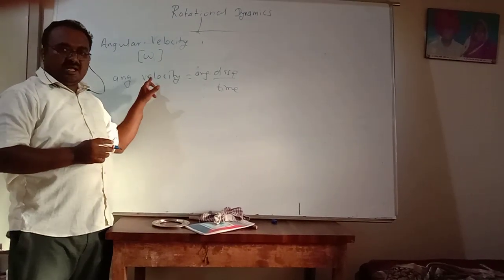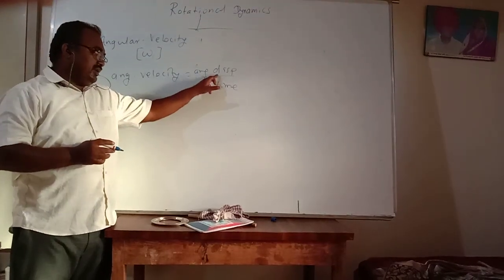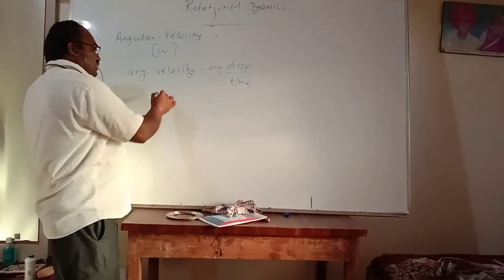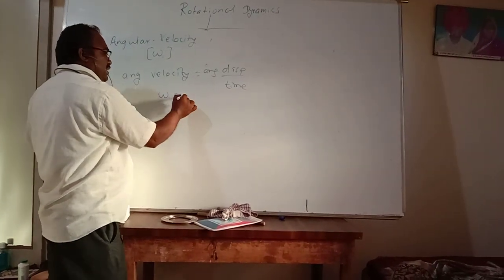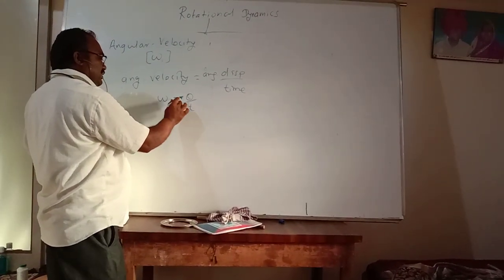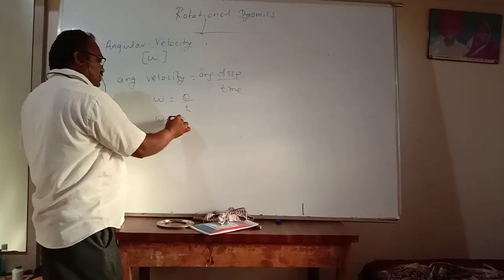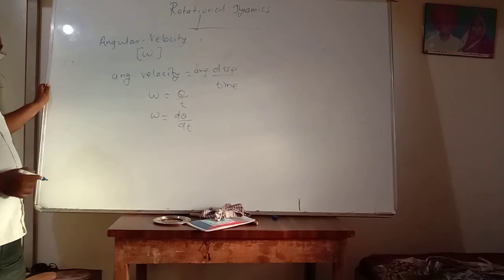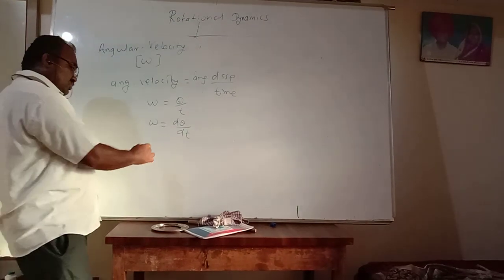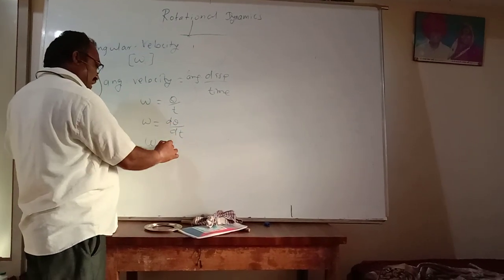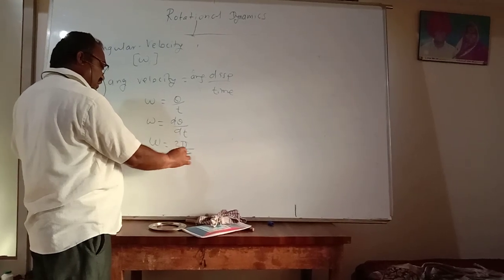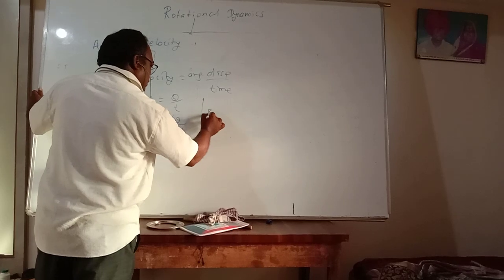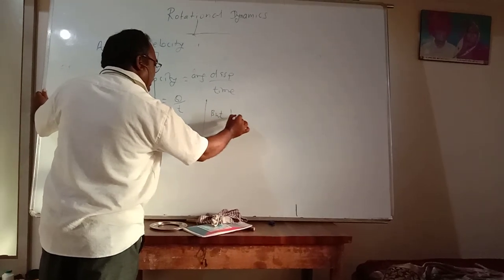Angular velocity formula: angular velocity equal to angular displacement divided by time. This angular velocity is denoted by the letter omega. Omega equal to theta by t, or you can also write d theta by dt. When it completes one rotation, omega equal to this angle becomes 2 pi, and the total time is capital T. But 1 upon T equal to n.